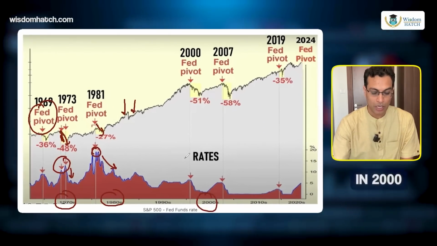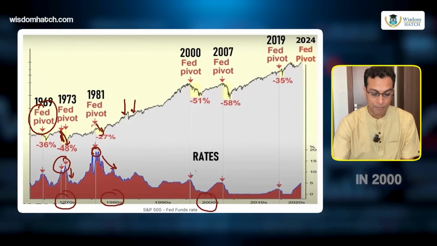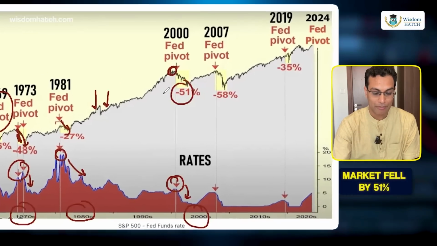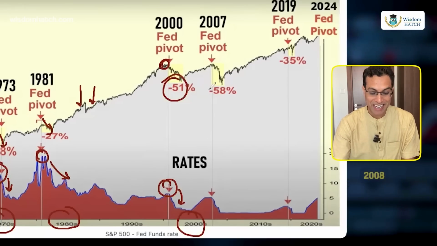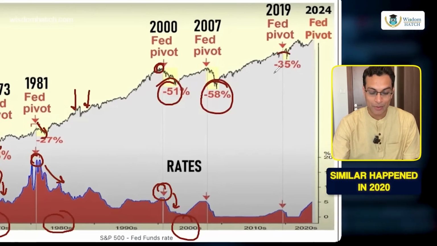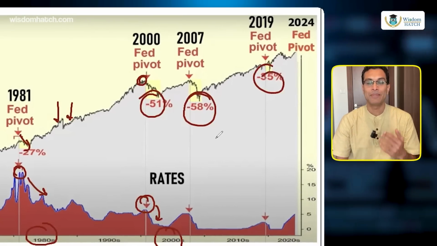For example, let's go to 2000 or just before 2000. Interest rate was high, then it was cut and the market also corrected by 51%. Something similar happened in 2008, then something similar happened in 2020. And every single time the interest rate was cut.